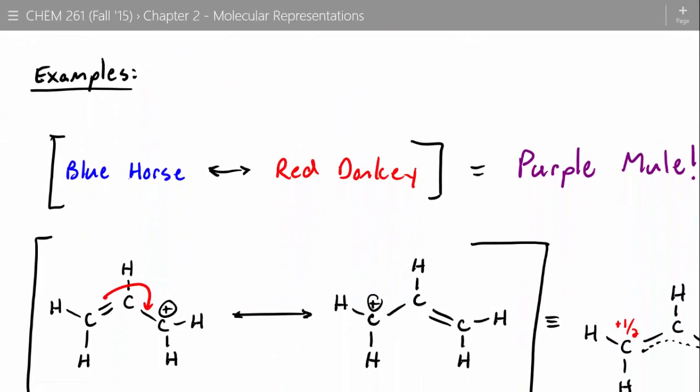And I was really trying to emphasize that when we draw resonance structures, it's not that it's flipping back and forth, it's that the true structure is a hybrid of the two. So we said if you have a blue horse and a red donkey in the brackets, the true idea of the molecule is more of a purple mule.